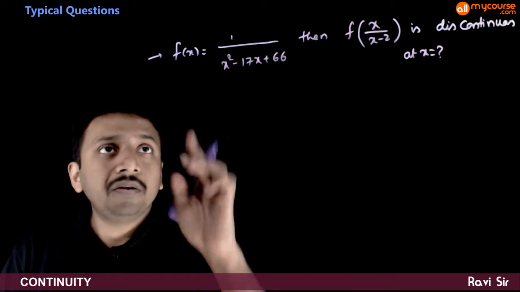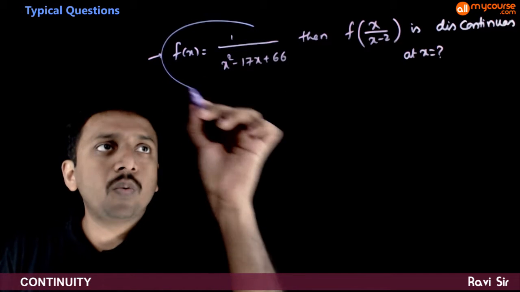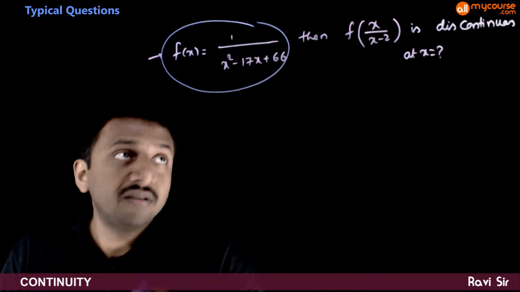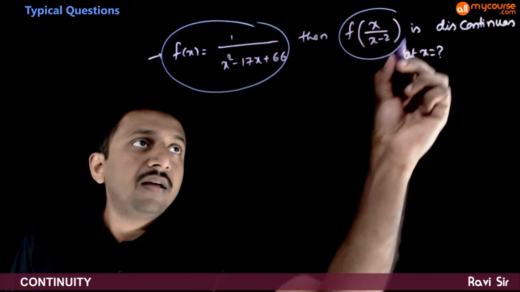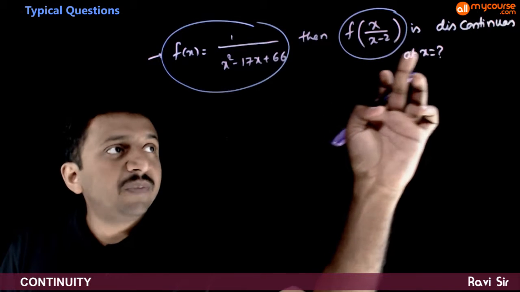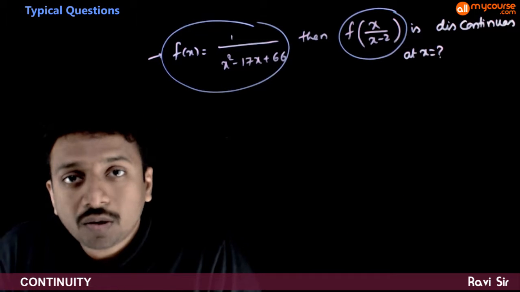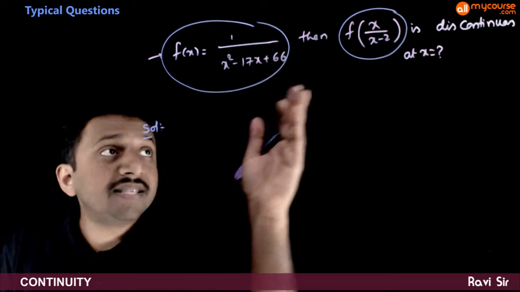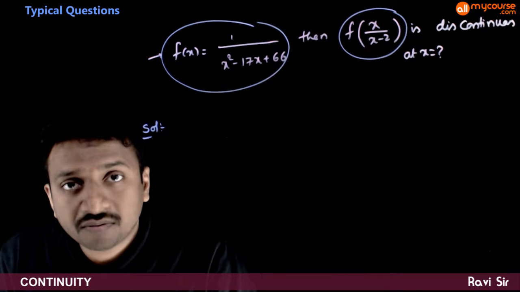So in this question, given that f of x is 1 by x square minus 17x plus 66, then f of x by x minus 2 is discontinuous at x is equal to what? This is the question.